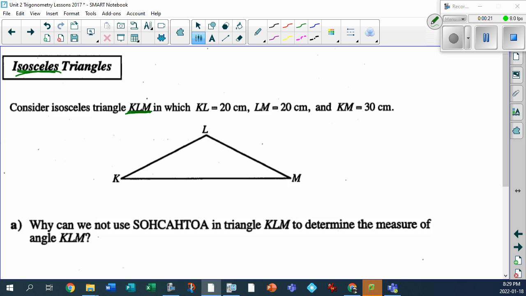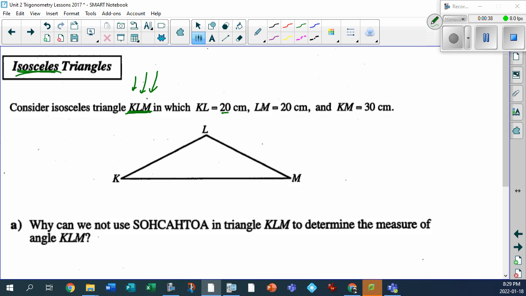Now, if you're not sure how to label a triangle, it's real simple. Follow the letters. It's KLM. So start at K, go to L, there's M, and there's the rest of your triangle. So it's got to be labeled that way. Now, check this out. It says that KL here, let me just erase this.